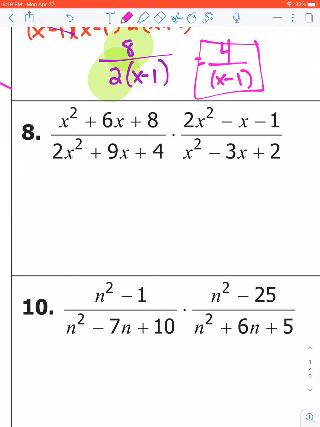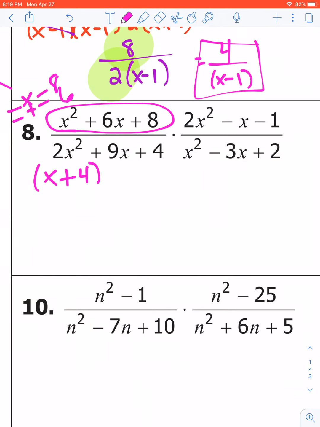Okay, what makes this problem difficult, or why it makes it long, is because you have 3 trinomials to work with. So I am going to expedite this video. There's just some work you're going to have to do on your own, and you can visit me in office hours if you're stuck. But when I look at the numerator, it has 3 terms. I have to find 2 numbers that multiply to 8 and at the same time add to 6. And those numbers are going to be 4 and 2.